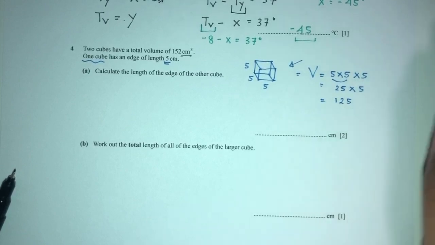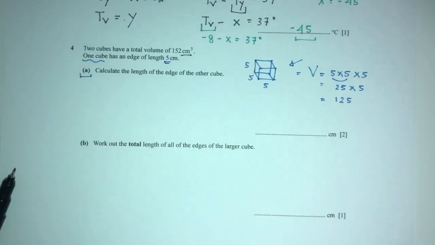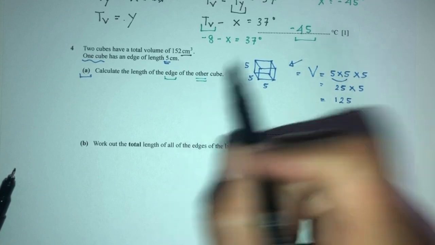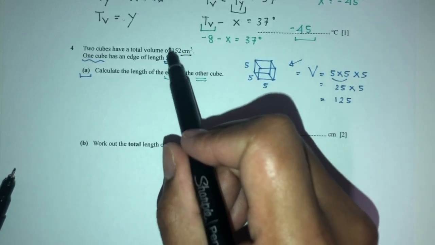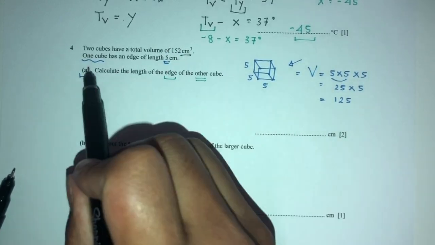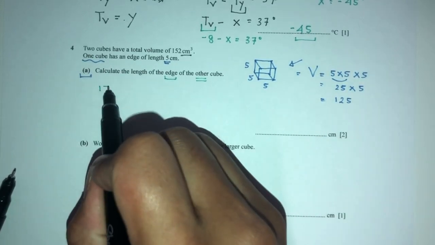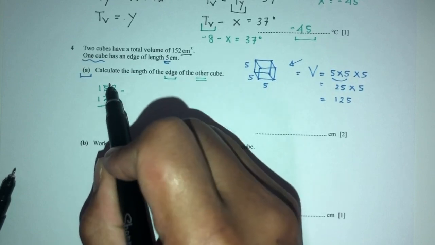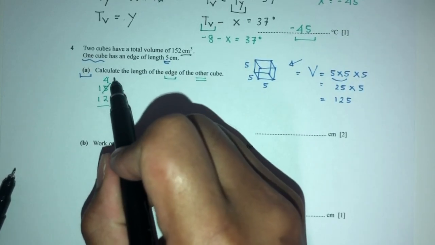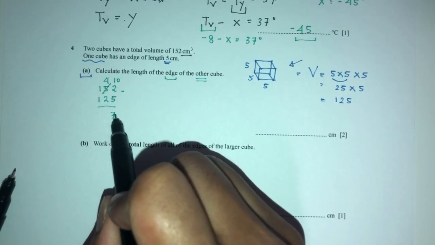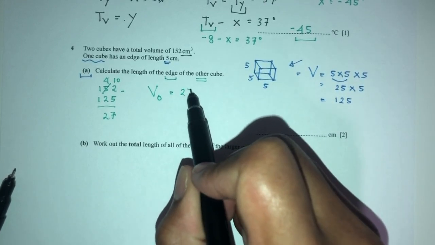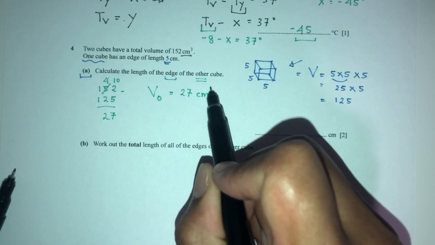125. So part A is we have to calculate the length of the edge of the other cube. The total is 152. If you minus one of the cubes, so 152 minus 125, let's see what do we get. That will be 27. So the volume of the other cube is 27 centimeters cubed.